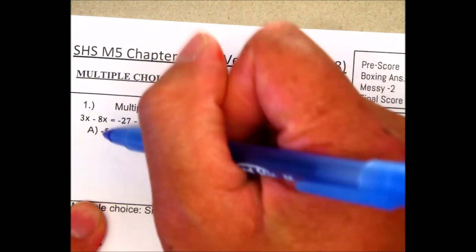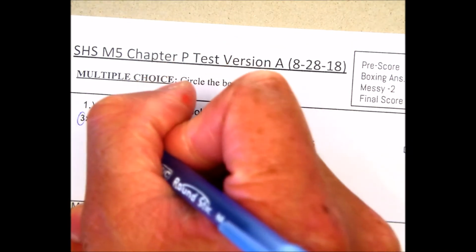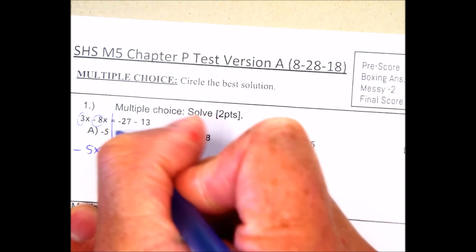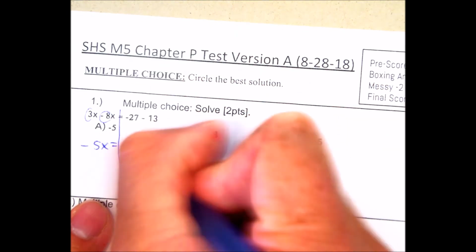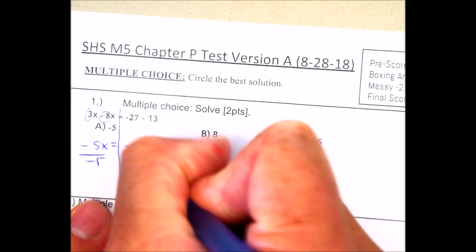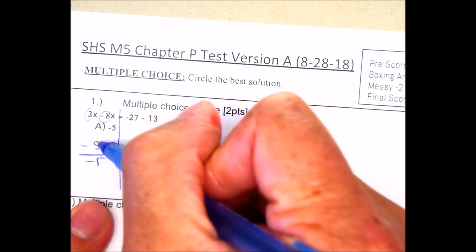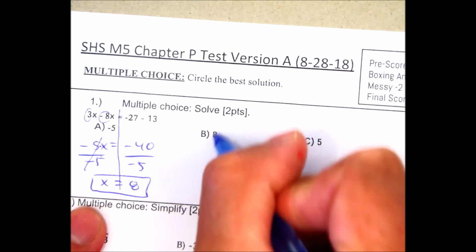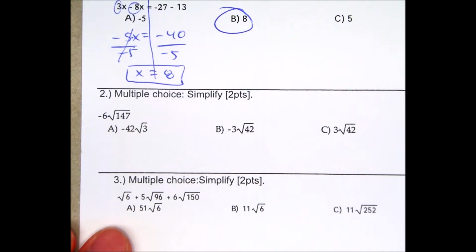Here on the left side of the equation, I have 3x minus 8x. So you're just looking at the numbers in front. 3 minus 8 is a negative 5x equals, and then here negative 27 minus 13, this will become negative 40. So if I divide by negative 5 on both sides, because this is multiplication, the inverse or opposite is division, these will cancel and you're left with x equals 8. Better choice B.